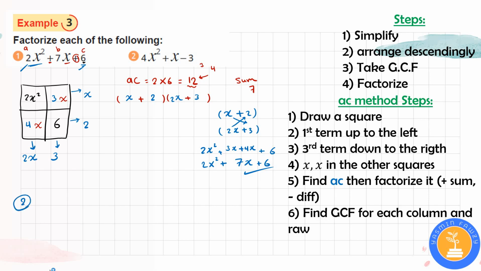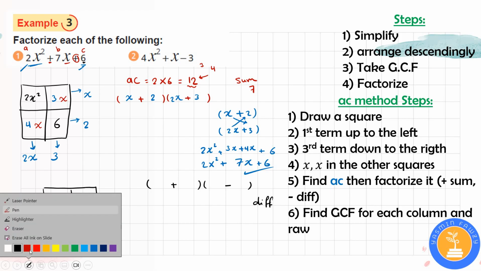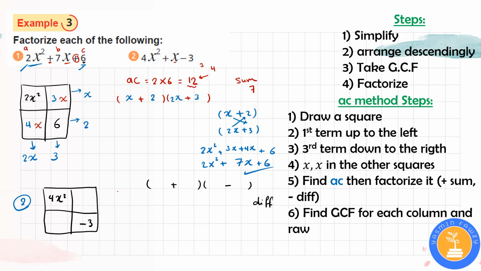Let's see number 2. Once again, what shall we do here? Yes, we will draw the square. First term up to the left, so it's 4x squared. The third term will be down to my right hand, and I will put it with its sign. If it was positive, it will be positive. If it was negative, it will be negative. And of course, we already know that we have 2 brackets. One of them will be positive and the other one negative, and we are looking for the difference. And the variable in the middle term is x, so I'll put x and x.